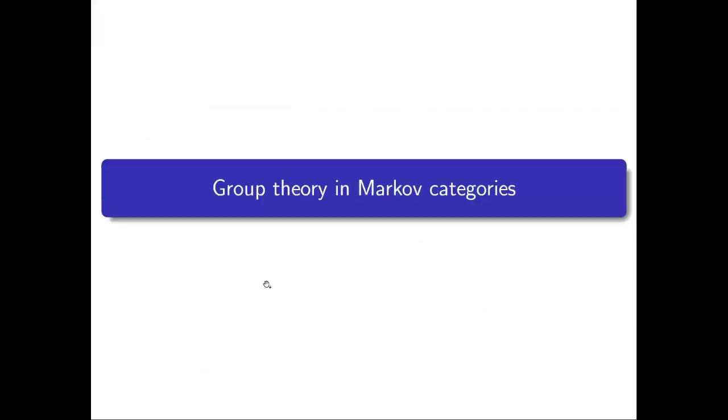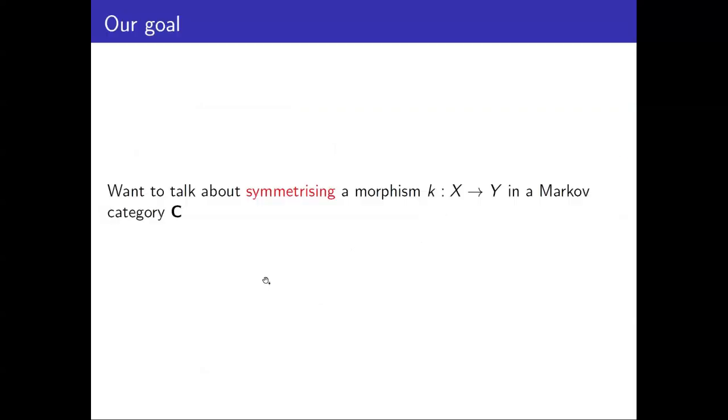empirical evidence that this is profitable as well. In order to talk about this, remember the goal here was talking about symmetrizing neural networks. Roughly speaking, what we want to do here is talk about symmetrizing a morphism. You can think of this as a Markov kernel in a Markov category C. That's the goal that we're going to set ourselves here.